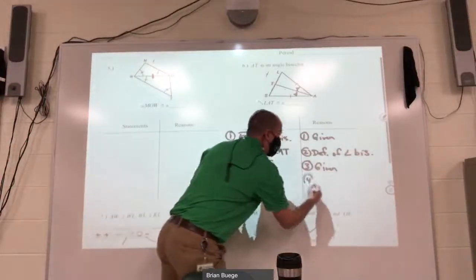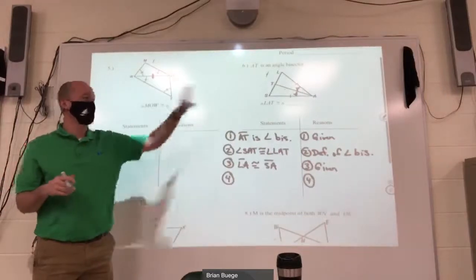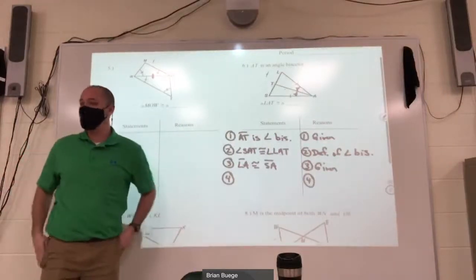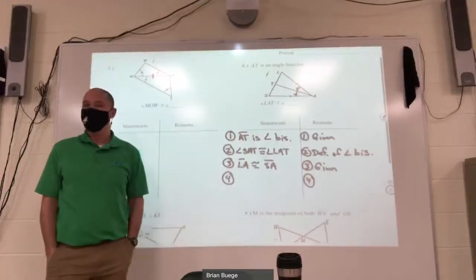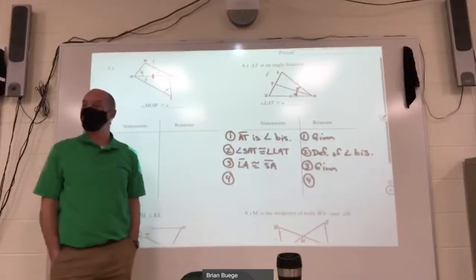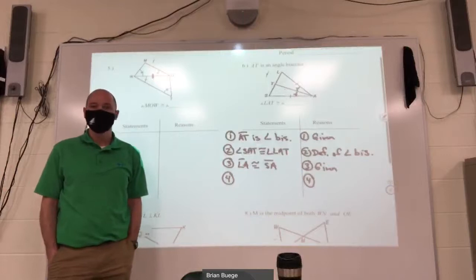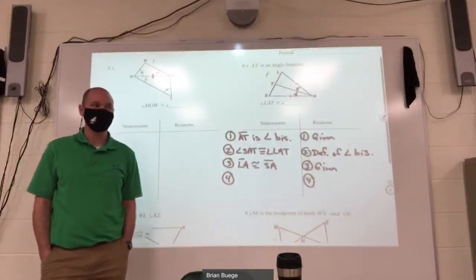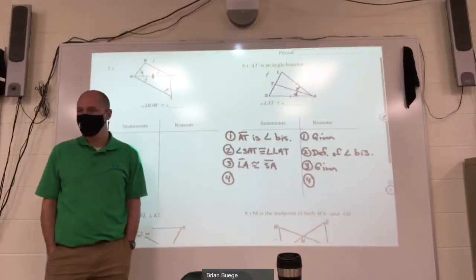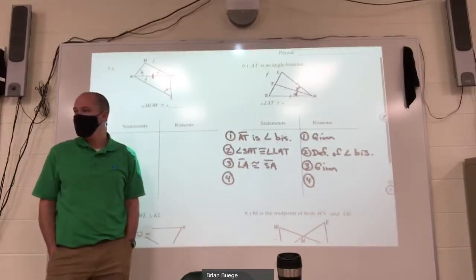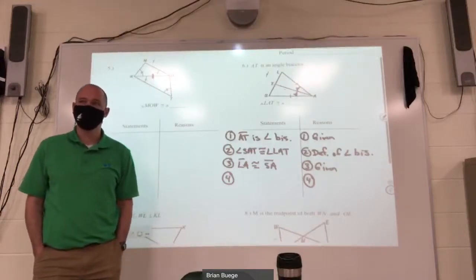And now we have basically run out of givens. I've used the angle bisector, I've used the congruent sides, so now we come back to the idea of, well, what else is true in the picture? What is something else you can tell me that has to be true about this picture? What do you think? One other piece of information that has to be true here on number 6. Connor, what do you think?